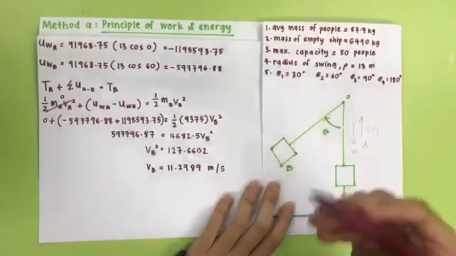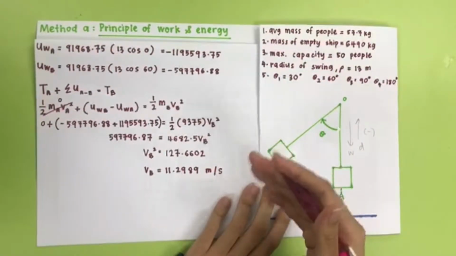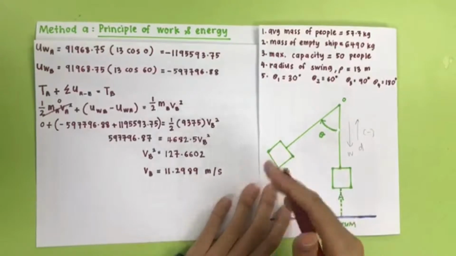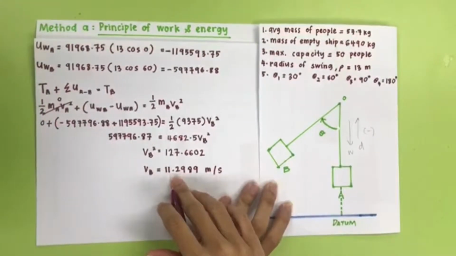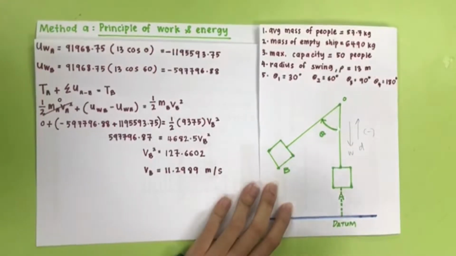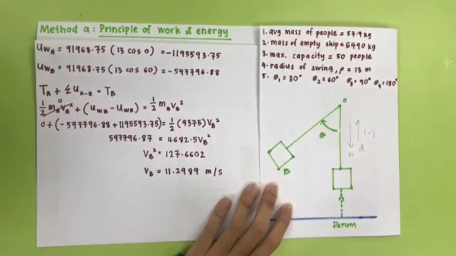And we just solve the equation, and we will get VB equals 11.2989 meters per second.